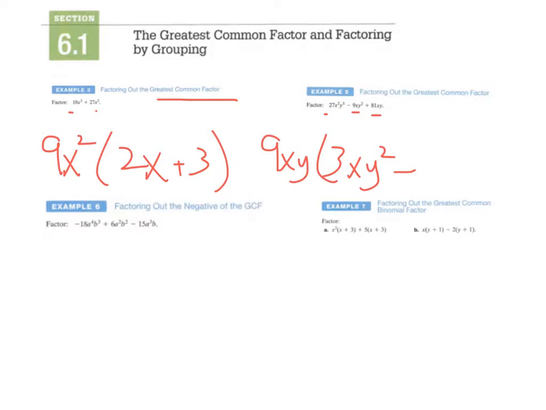Minus 9 goes into 9 negative 1 times. X goes into x one time, with the y. And then we get a positive 9 for our last factor. So it doesn't matter if we have more than one letter. We do the same process.